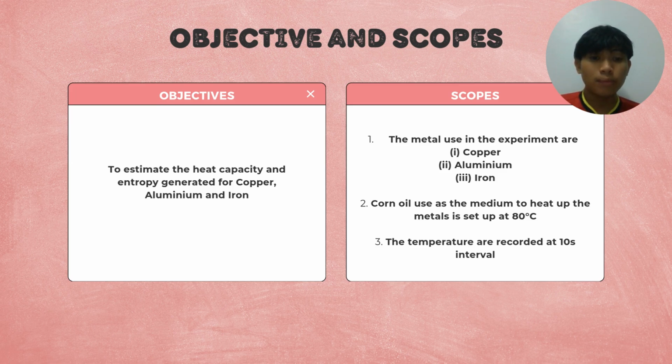Okay, so next will be the objectives and scopes for our experiment. Right now, I'm going to go through the objectives. The objectives are to estimate the heat capacity and entropy generated for copper, aluminium, and also iron. Next, we're going to go through the scopes. The scopes are the metals used in the experiment, as I said in the objective: copper, aluminium, and also iron. We use corn oil as the medium to heat up the metals, and it is set at 80 degrees Celsius maximum. The temperature is also recorded at 10-second intervals.